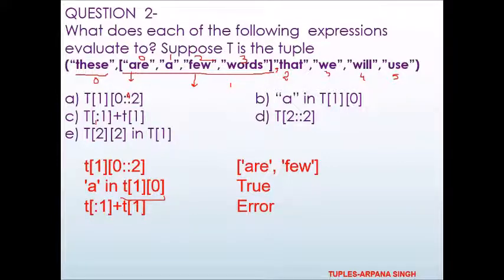Now if you write this T1 + 1. Now when you write T1, what is T1? T1 is a list and this is a tuple. So a tuple cannot be added with a list, so it will display an error. Then 2:: from second index, nothing is written, so till last index, and this is step 2. From second index till last index, step 2. 2 means this will take this and this, so it will print that will.